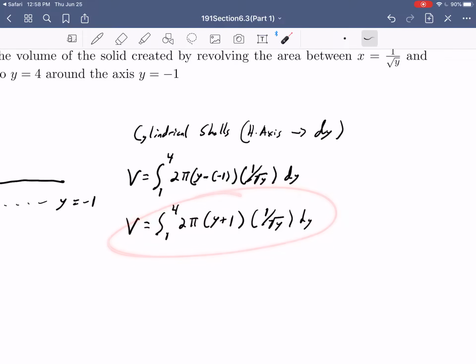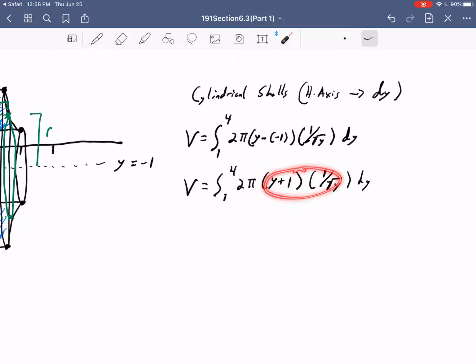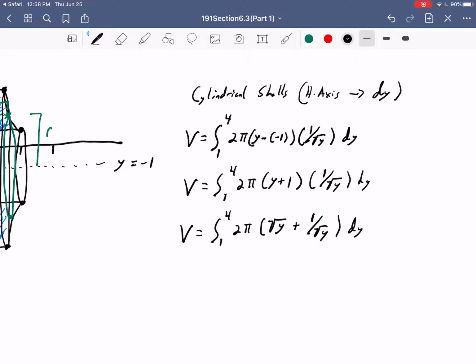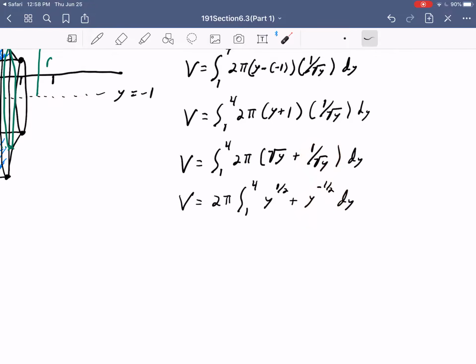In terms of actually integrating this, which we do need to do because it says determine the volume, we can go ahead and multiply this out to start with. So we get that the volume is the integral from 1 to 4, 2 pi, square root of y plus 1 over square root of y dy, because y divided by square root of y is square root of y. Those square roots might be nice in algebra, but they're sort of hasslesome here. So let's pull out that 2 pi and look at everything in terms of rational exponents. Square root of y, of course, is equal to y to the 1/2, and 1 over square root of y is equal to y to the -1/2.